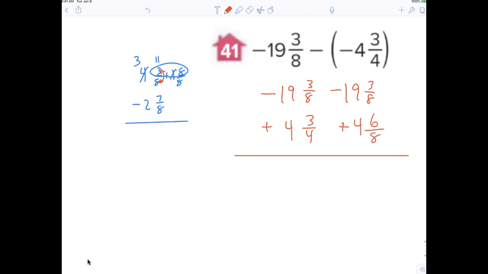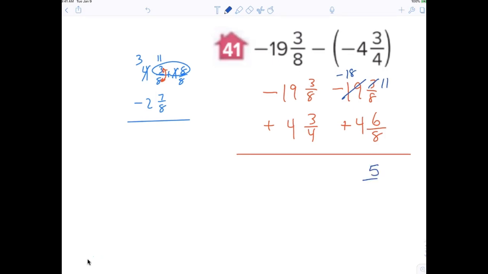So now what? That's right. So what do I have to do? Borrow from the what? And that becomes a 1 1/8... times 1 is 11. And 6 minus 11 is 5. And so 5 over 8. And you subtract 4 from 18. And that would be 14. My final answer is? 14.